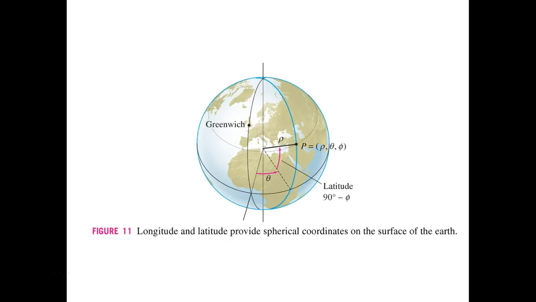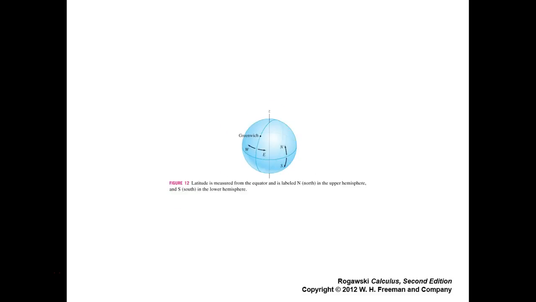So that's latitude and longitude. They just didn't show you longitude on here, but that's exactly what it is. This angle theta is east longitude.